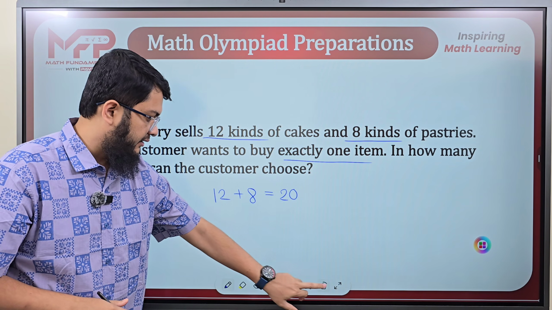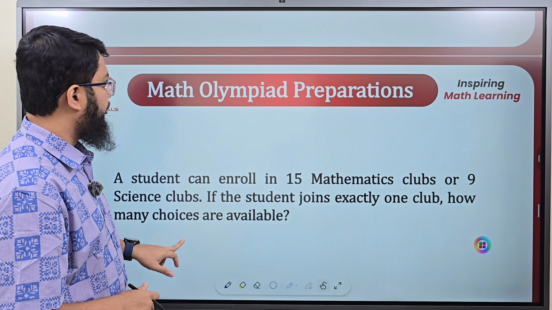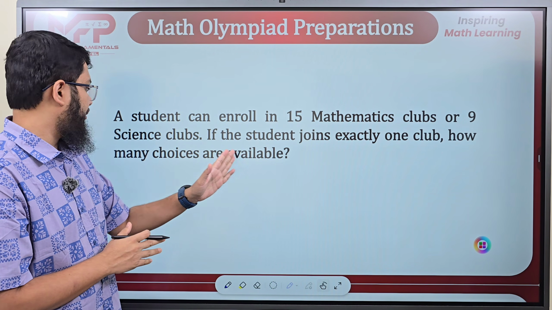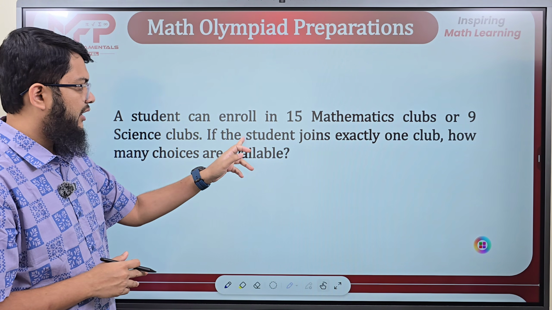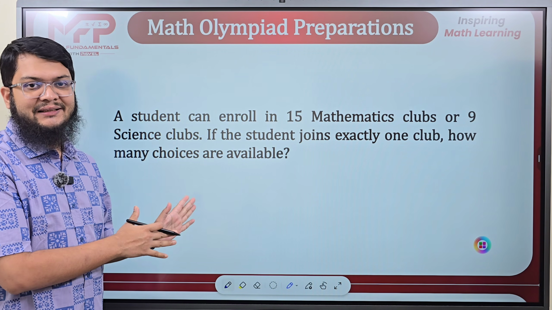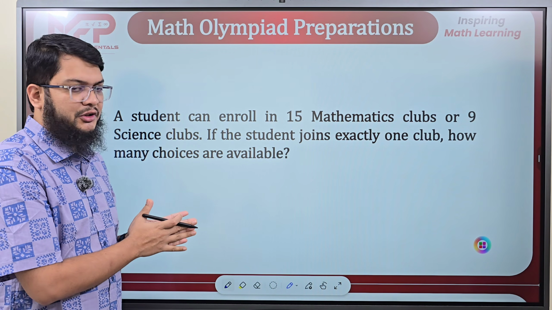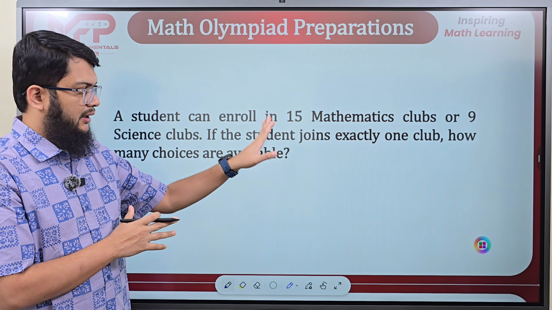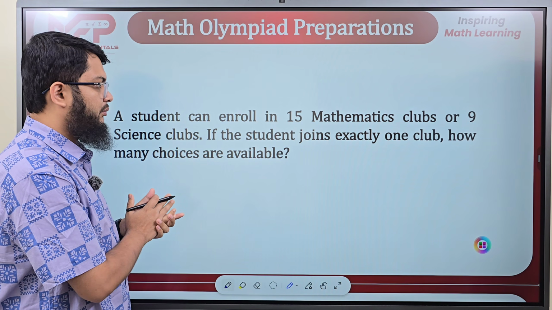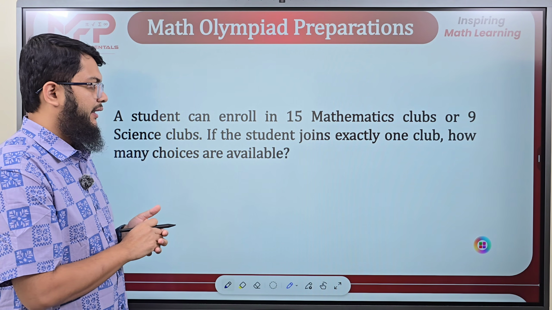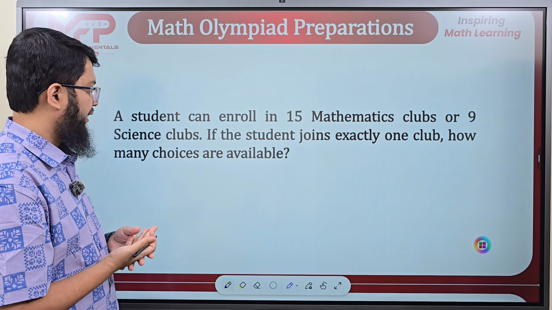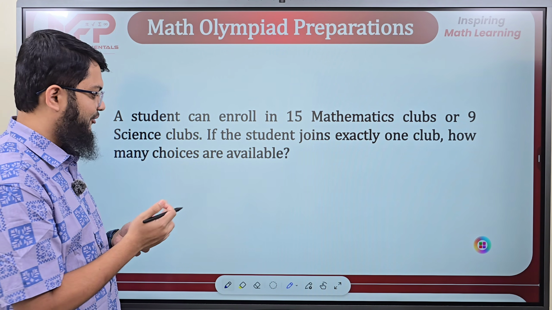I hope all of you understand. Let us move to the next question. This one: a student can enroll in 12 mathematics clubs or 9 science clubs. If the student joins exactly one club, I hope you can immediately solve it. So I'd like to request you to answer the problem, I mean, the solution of this problem. You can comment in the comment section of Facebook or YouTube or our website. Okay, so you already know what to do.